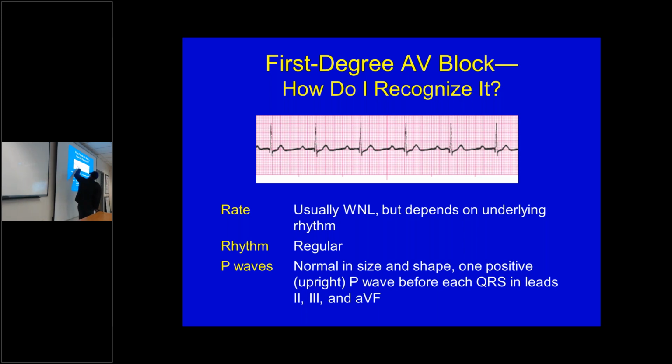What's the PR interval here? 1, 2, 3, 4, 5, 6, 7, 8 boxes. Eight times what? 0.04?